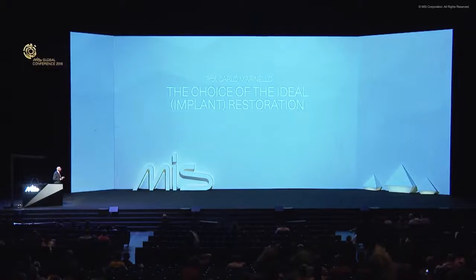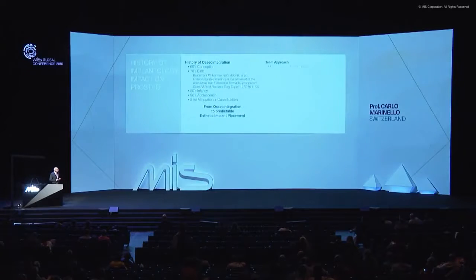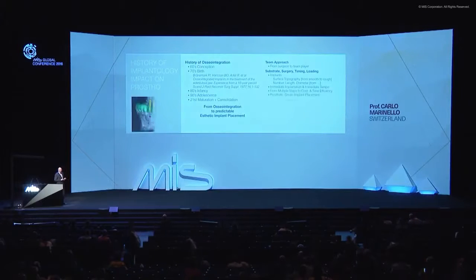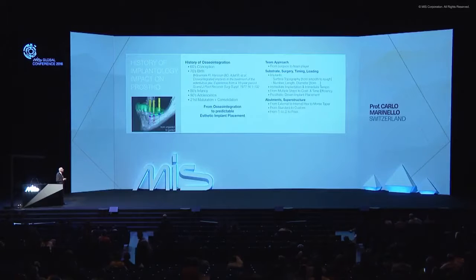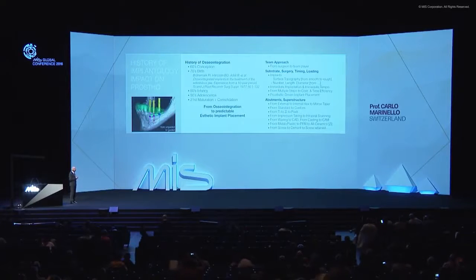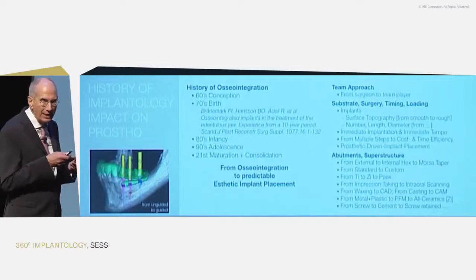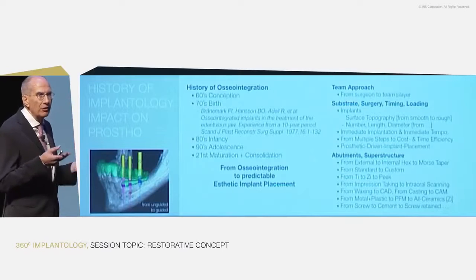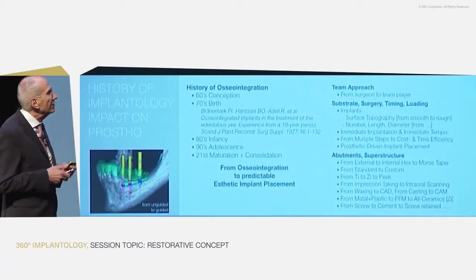We are talking about the choice of the so-called ideal restoration. And starting with a short history, you can see that implantology or osseointegration started in the 60s. We went through the birth to infancy, adolescence, and we are now in the maturation and consolidation phase. And that's why the subtle changes are happening and things are improving.